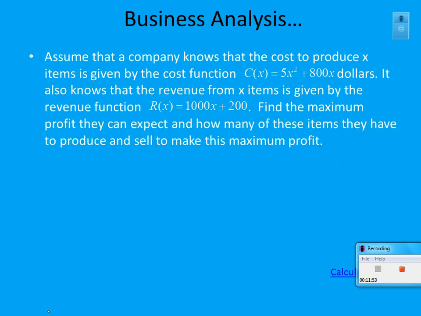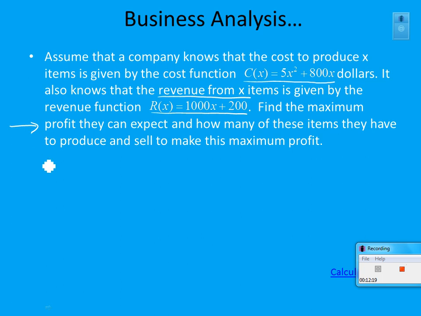Here goes my next example. It says, assume that a company knows that the cost function to produce X items is given by C of X equals 5X squared plus 800X dollars. It also knows that the revenue from X items is given by the revenue function R of X equals 1000X plus 200. Find the maximum profit they can expect and how many of these items they have to produce and sell to make this maximum profit.